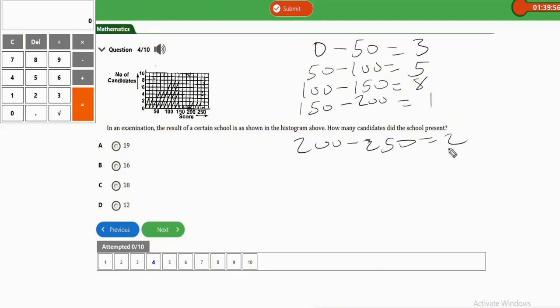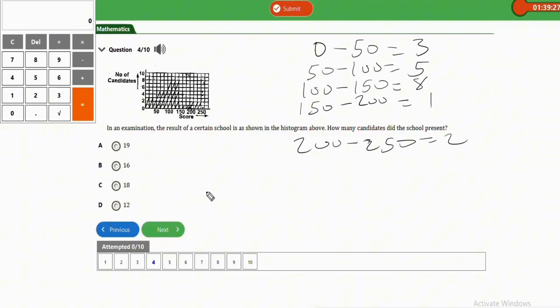Alright, so let's punch this on a calculator. Let's just do it manually. So we have 5 plus 3 will give us 8. 8 plus 8 is 16. 16 plus 1, 17. 17 plus 2 is 19. So the number of candidates this group presented, we have it to be 19. That would answer this question.